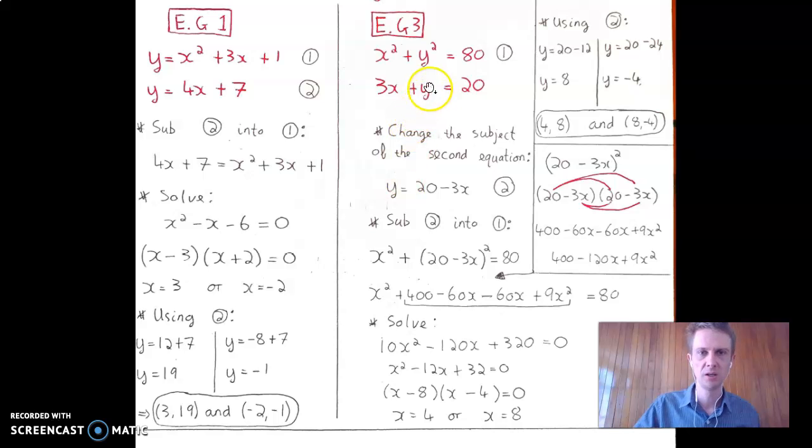It'd be a lot messier. It's easy if we just got one y there, work out what y equals, and then make a substitution. Okay, so move the 3x on that side. y is 20 minus 3x. That's that first one there.